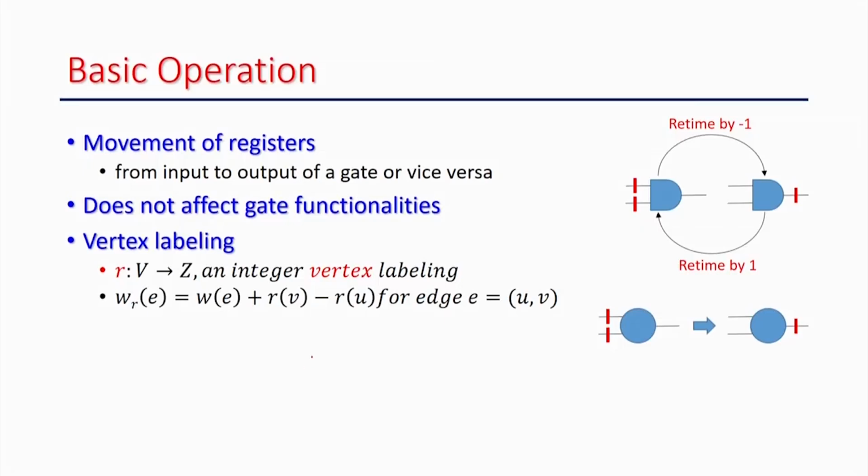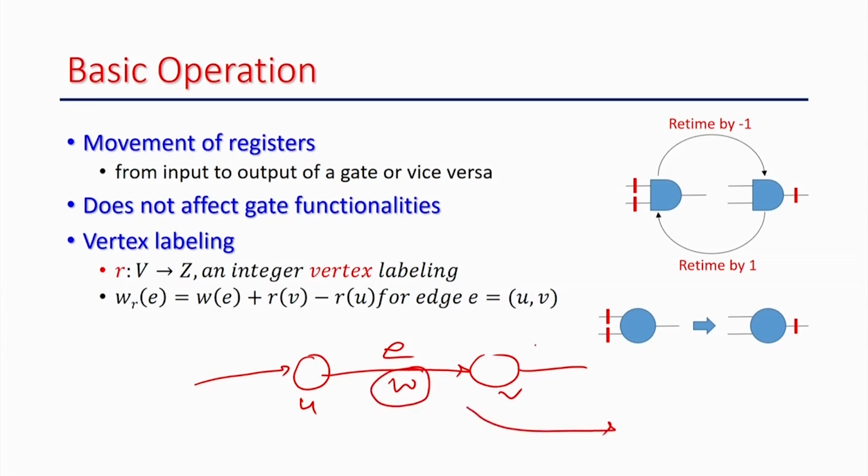For that, suppose I have an edge like this, and say W is the weight here. This is my edge E, this is the node U, this is the node V, and initially the number of registers is W. So, how many registers will be there after the retiming? It depends on the number of registers moved from this side to this side, and the number of registers moved from this side to this side. Let us say the number of registers moved from this to this is R V, and the number of registers moved from the output to the input of the node U is R U.